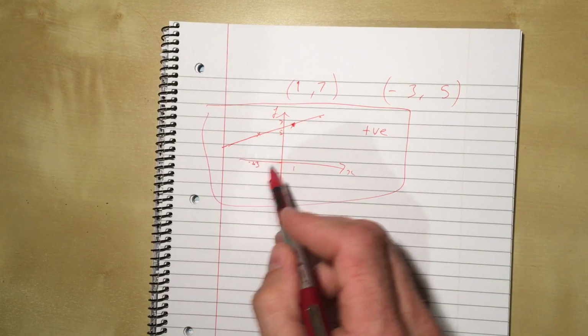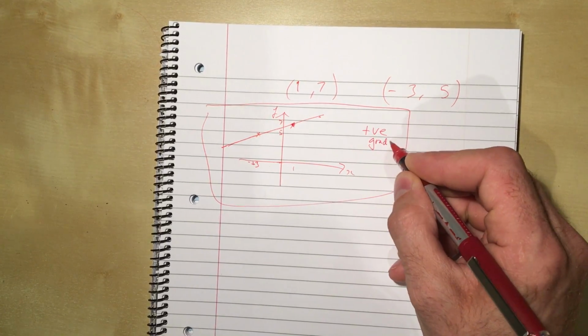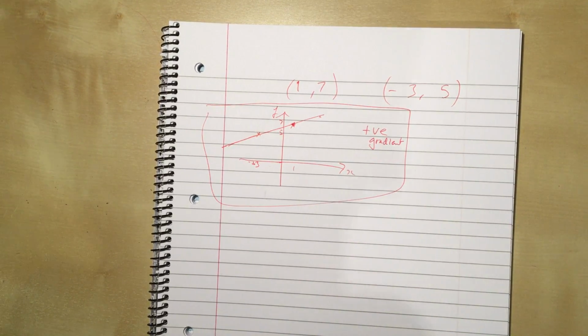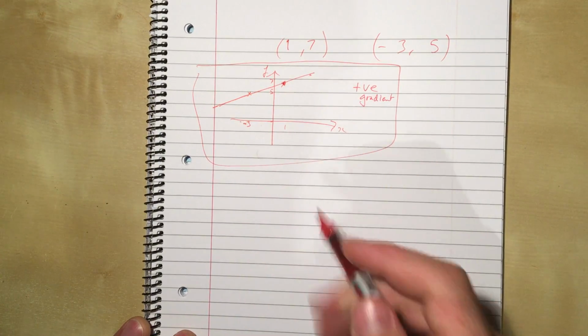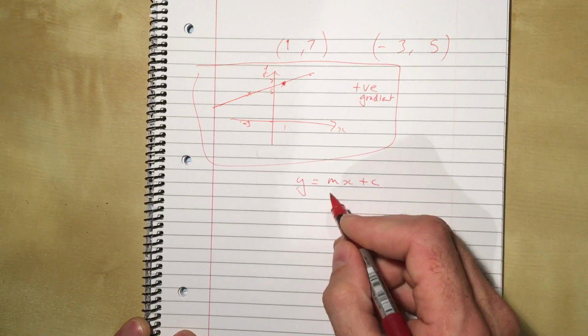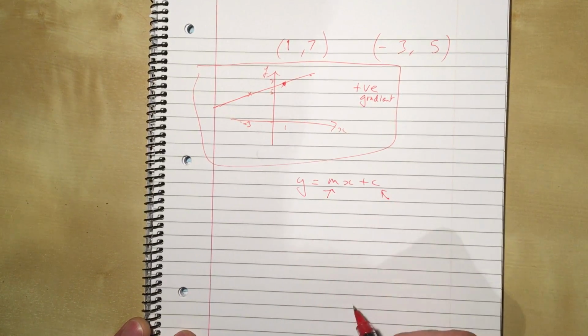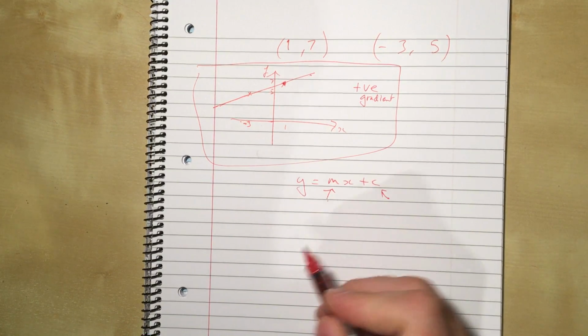Before we do anything else, we're going to make that quick sketch, and we're going to write down that we have a positive gradient. And the reason we're going to do that is because if we want to find the equation of a line, the equation of a line looks like y equals mx plus c. m is the gradient, c is the y-axis intercept. So I need to find m and I need to find c. Now, how do I find m?